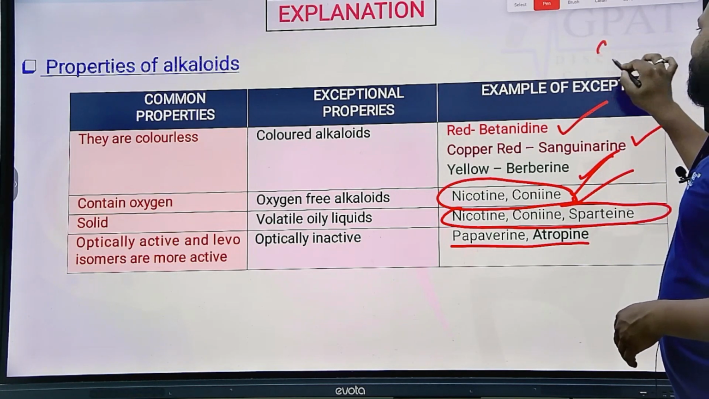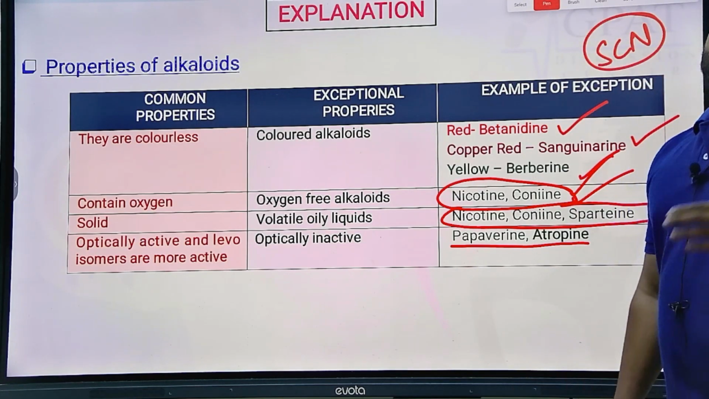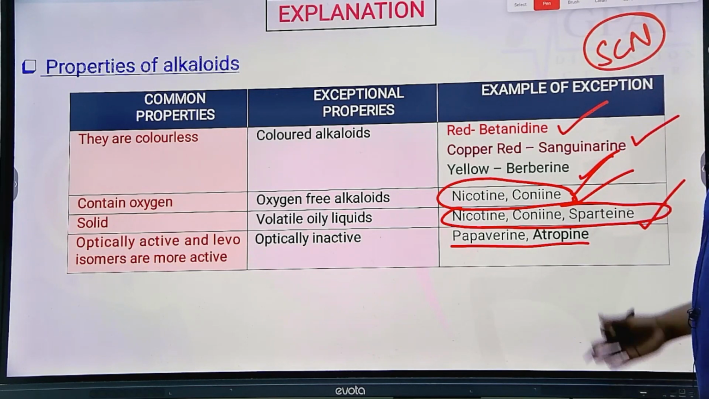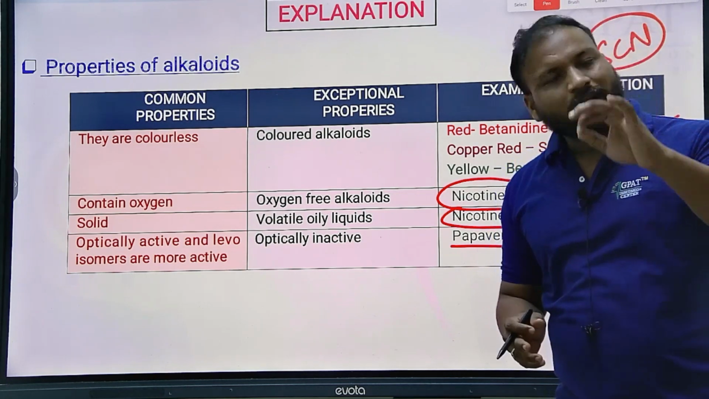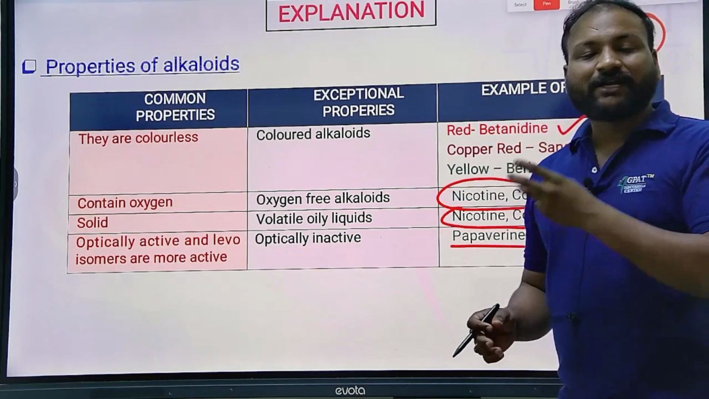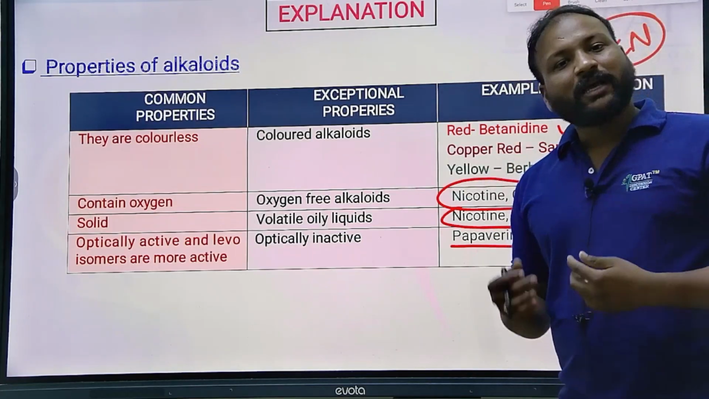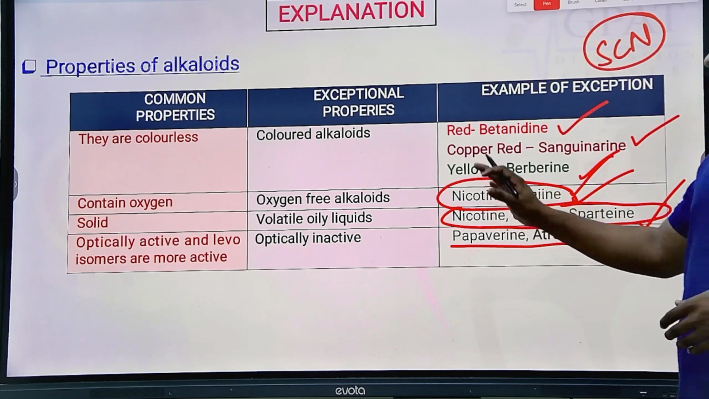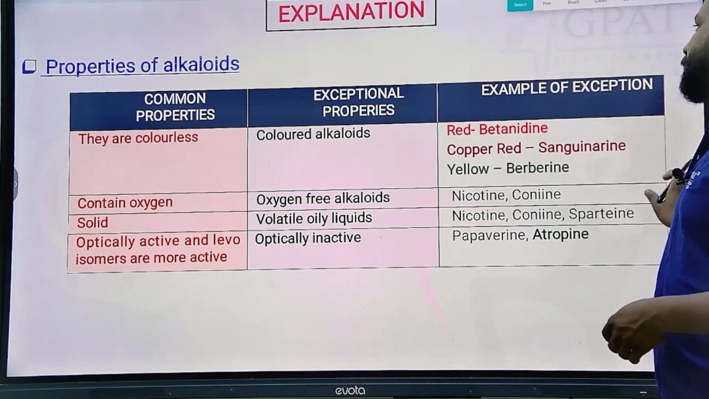CSN or SCN, do remember like that, short form cyanide. So cyanide is liquid. That's how you remember: nicotine, spartine, and quinine. These three are the liquid alkaloids. All alkaloids are colorless except berberine, sanguinarine, and betanin. All alkaloids are solids, except quinine, nicotine, and spartine. The question here is mainly that the optically inactive ones are papaverine and atropine. Yes. Next question.